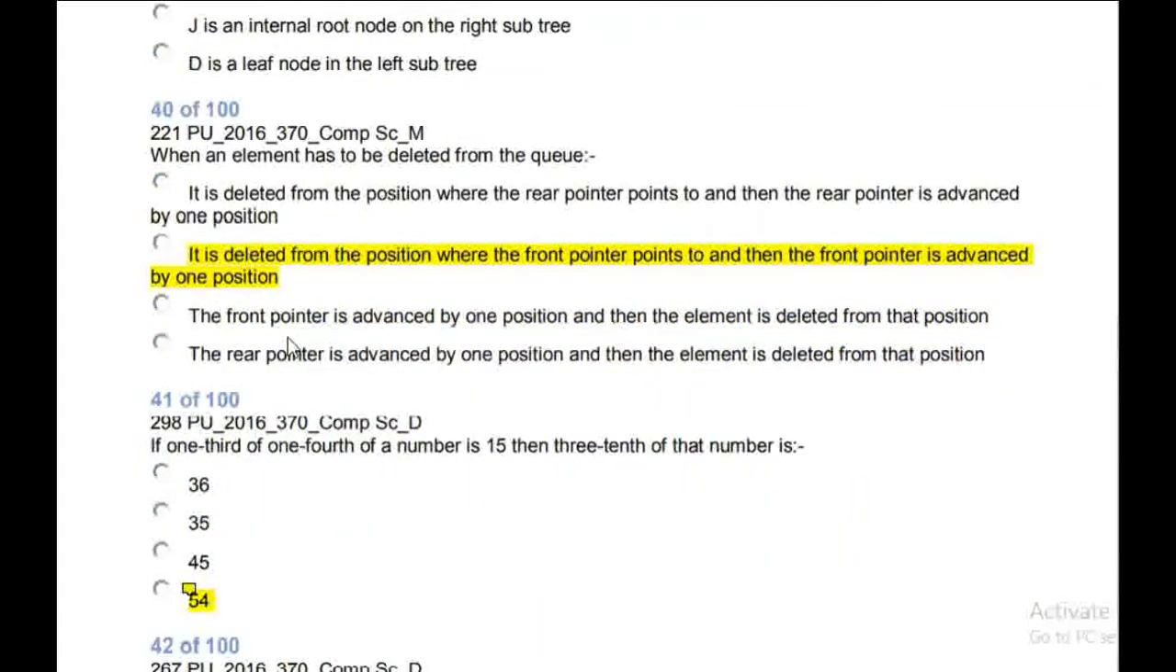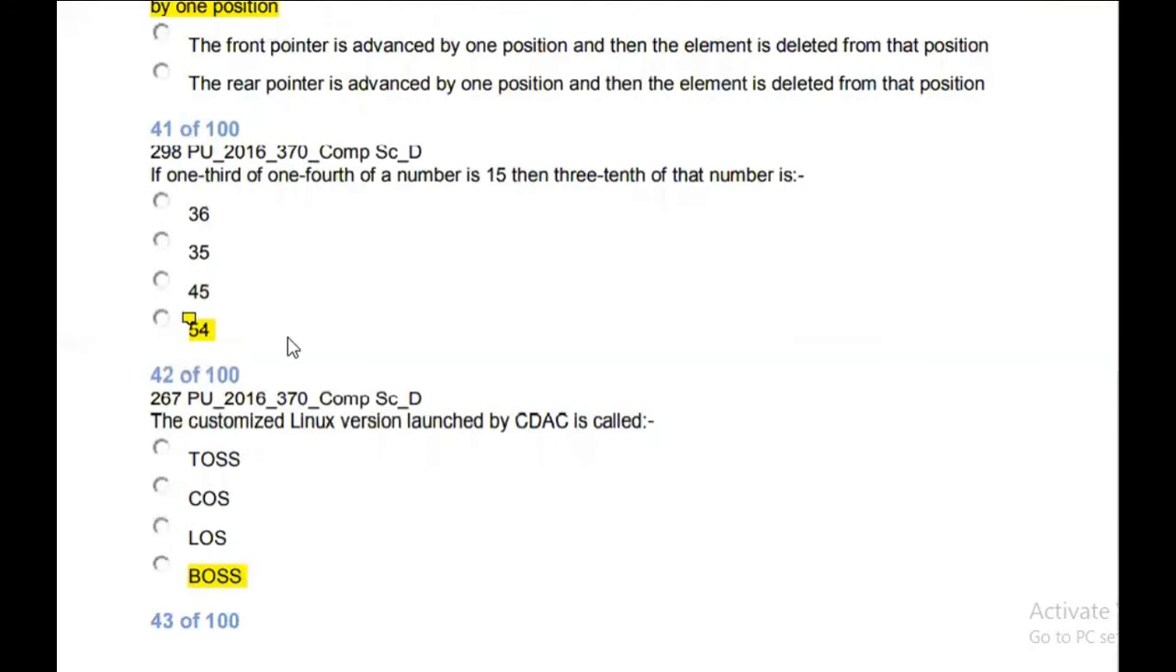Question number 40. When an element has to be deleted from the queue, option B is correct. It is deleted from the position where the front pointer points to, and then the front pointer is advanced by one position. Option B is correct. Next question.